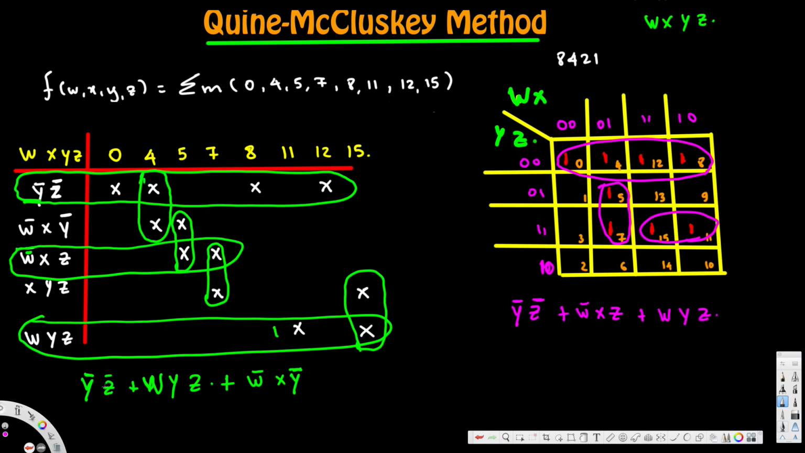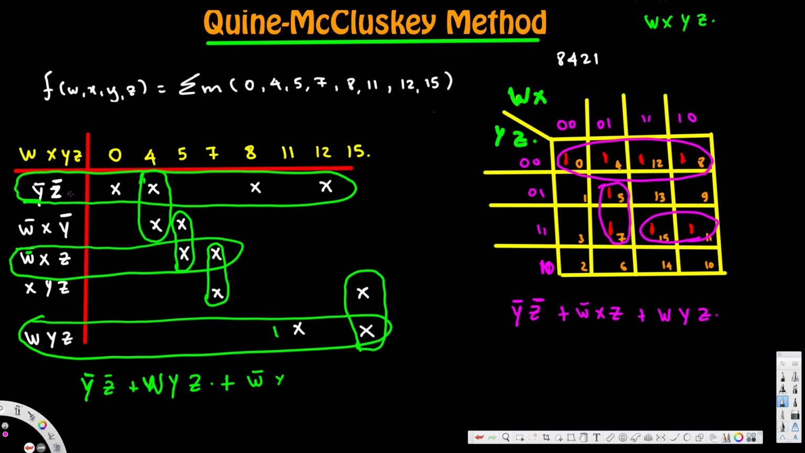Now if you compare this one with this one, Quine McCluskey method, we have w bar xy, oh, I made a mistake here. I don't know why I have this one. This one shouldn't be here. Okay, let's look at this one.